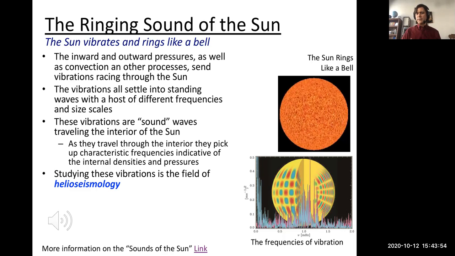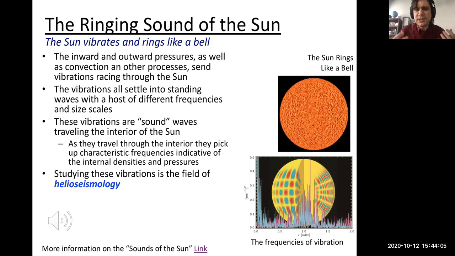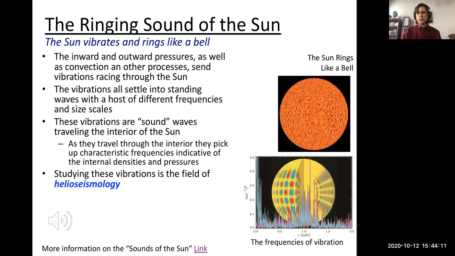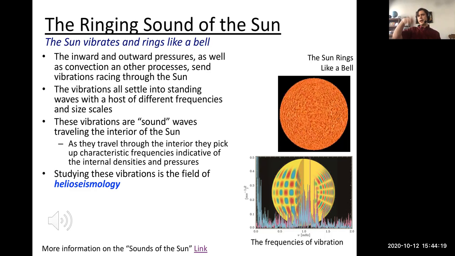So, all of these internal forces are causing the sun to ring like a bell. And what's really cool is that we can actually detect these vibrations. We can look at them here from Earth and see them. As all of these forces push around, they'll settle into what we call standing waves, kind of like if you pluck a guitar string or a violin string, it'll just vibrate up and down. That would be a standing wave. I'll show you an example of this on the next slide.